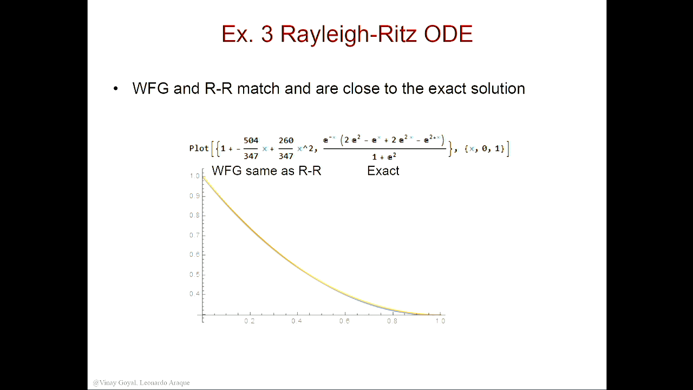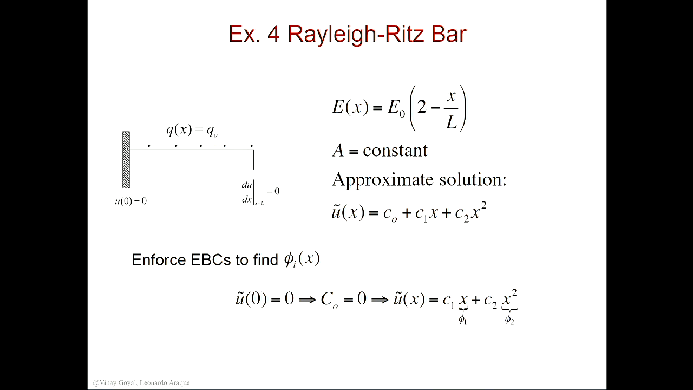Okay, let's do two more simple examples. This one is a one-dimensional bar, and we need to find the form of U. The form of U is very simple to find because we know that at x equals 0 it is fixed, and that's the only essential boundary condition. So C sub 0 goes to 0, and the only terms I have are these. So U tilde is C1x plus C2x squared.